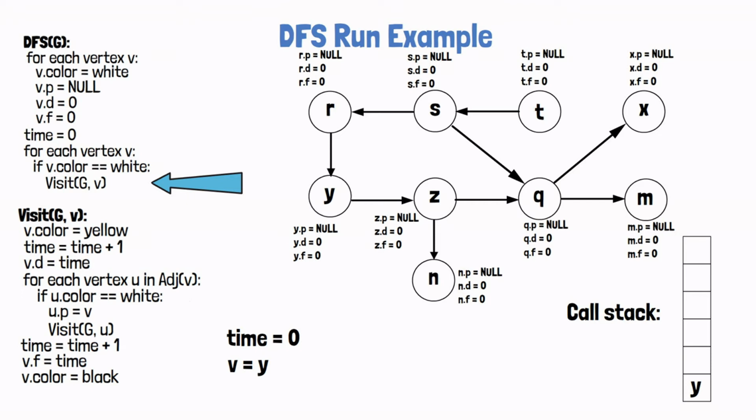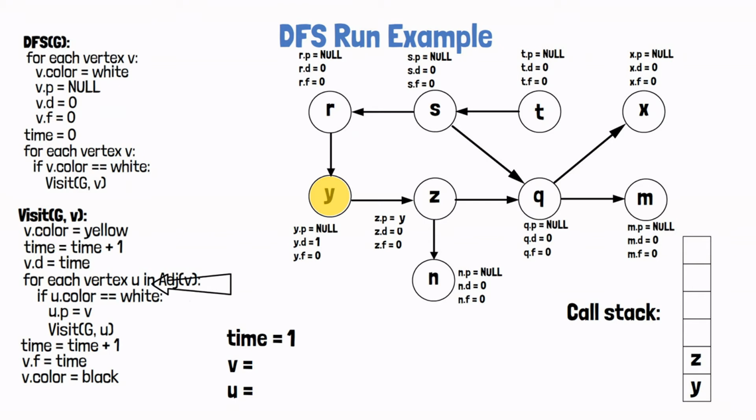Inside the visit method, we first color the visited vertex y yellow. We then increment the time and set the discovery time of y to be 1. We then go over the neighbors of y. Y has only one neighbor, which is z. We see z is still white, so we mark y as its parent and visit z. We add z to the call stack and clear the local state.